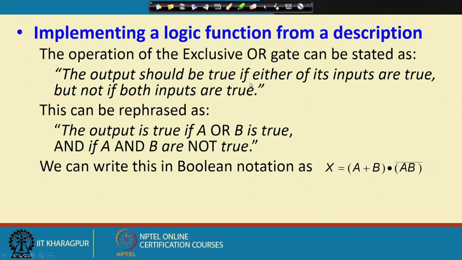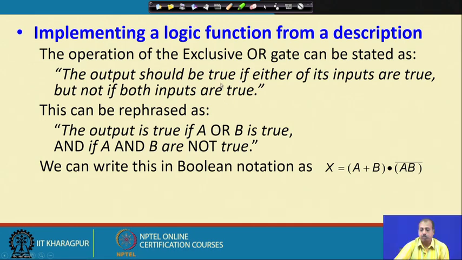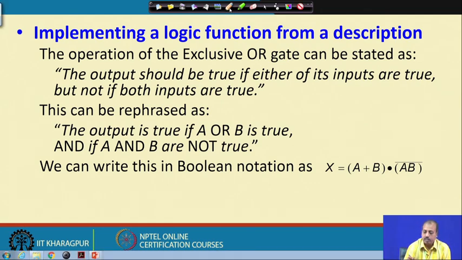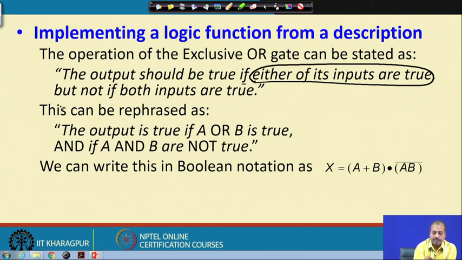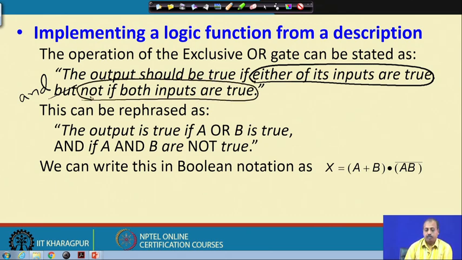The way we have put this statement, it is true if either of its inputs are true. This is the first part of the statement. But we can read it like this. If I replace this but by AND, we can say AND not if both inputs are true. So, this can be represented like this.